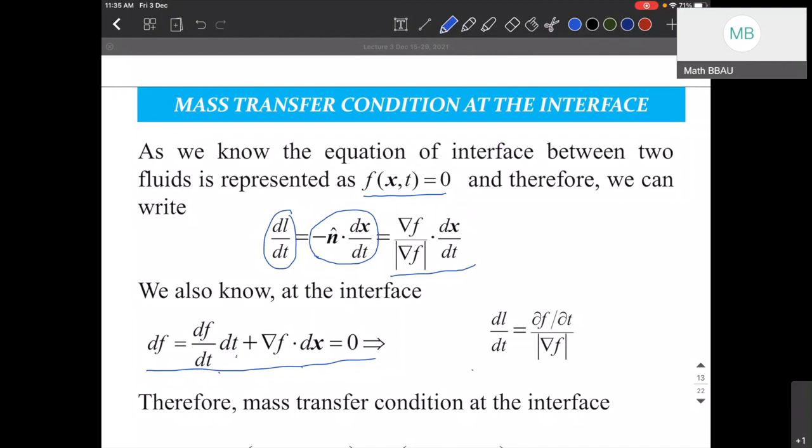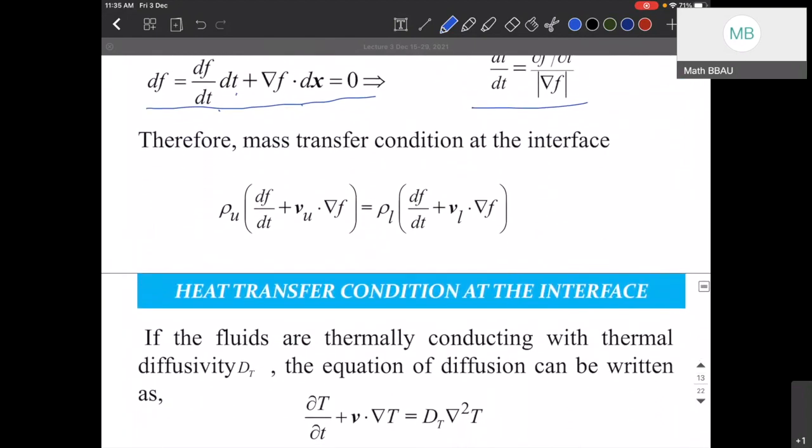So we'll get dl by dt is del f by del t upon mod of gradient f. And therefore the mass transfer condition becomes this one, rho u df by dt plus Vu. Vu is the velocity in the upper phase and VL is the velocity in the lower phase. Remember, we'll take the viscous potential flow theory, means velocity can be written as gradient of some potential function.